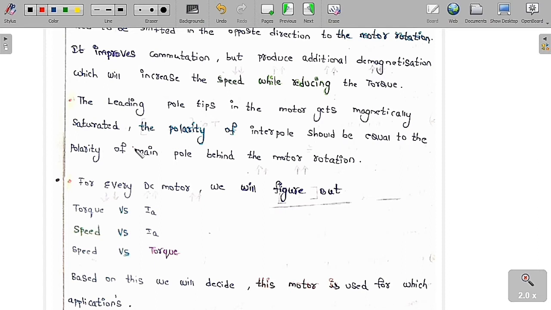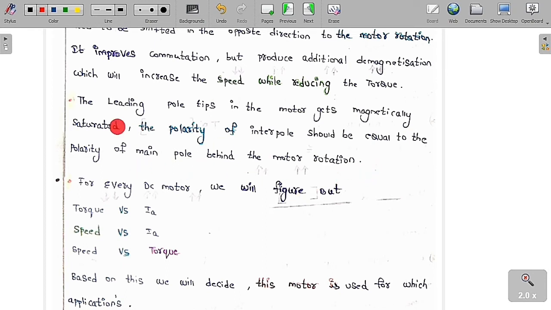In the motor, we are going to try to move in the anti-clockwise direction. I have already told you, easy to remember is AM. AM means anti-clockwise for motor. The leading pole tips in the motor get magnetically saturated, and the polarity of the interpole should be equal to the polarity of the main pole behind the motor rotation.